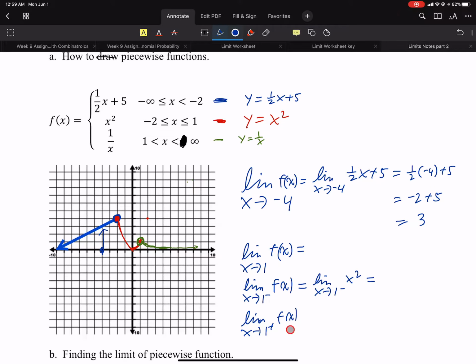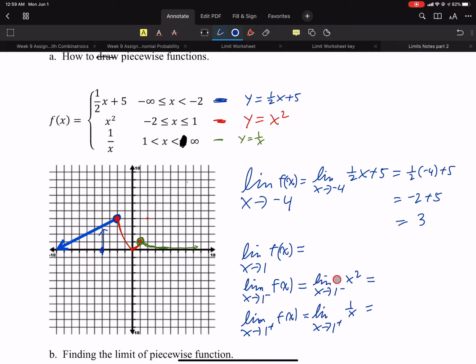And then you're approaching 1 from the right. Well, to the right of 1 is bigger than 1. So which function exists when x is bigger than 1? Right here. When x is greater than 1, I use 1 over x. So this would be the limit as x approaches 1 from the right of 1 over x.